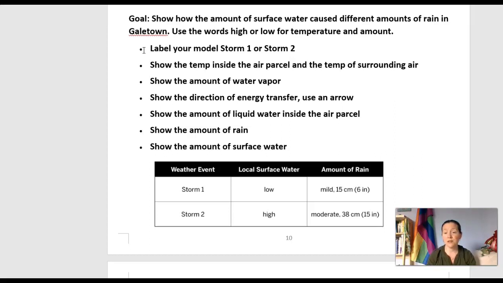Okay, so we have a checklist here. We're going to put all of these things into our diagram to help us understand what's going on, what the difference is between Storm 1 and Storm 2. Okay, what am I going to use? Oh, look, right here it says, ta-da, I'm going to use the words high or low. I'm not going to use numbers. I'm going to use high or low for temperature and for amount of surface water and amount of rain.